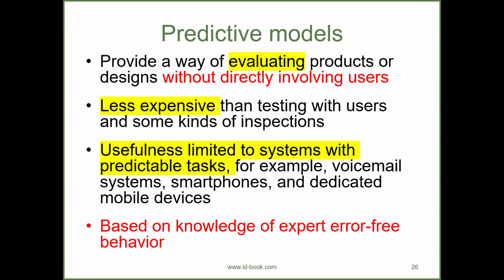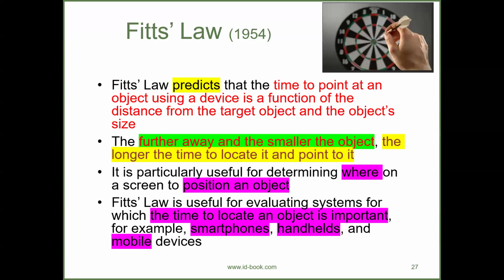Now let's move to Fitts' law. You would have seen a game of darts, target setting. For example, the closer you bring your target, the more accurate it is and the more visible it is. Fitts' law does the same thing. Fitts' law predicts that the time to point at an object using a device is a function of distance from the target and the object size. So it says that if the target is closer, the accuracy of reaching that object is higher.